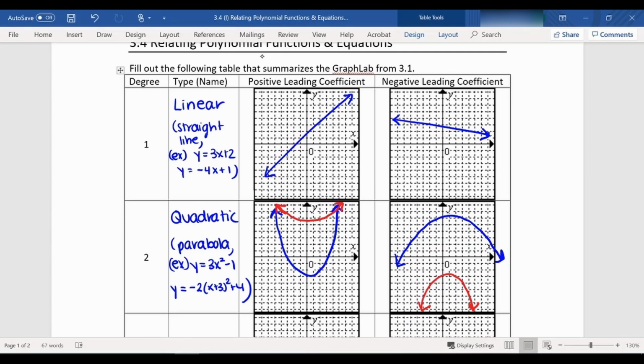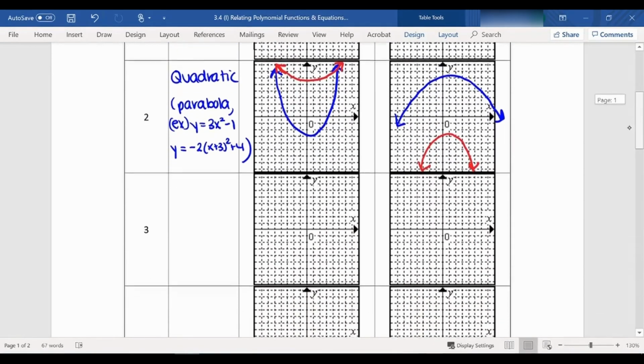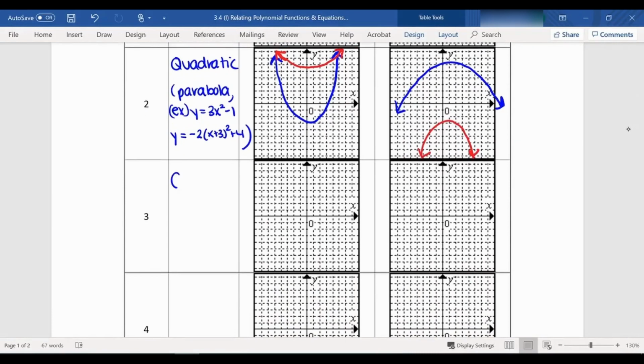The upside down U would be a quadratic with a negative leading coefficient, similar to the second example I drew there, negative 2, and then the brackets, that one. So opening downwards, negative leading coefficient, opening upwards, positive leading coefficient. So our first new one is a cubic.